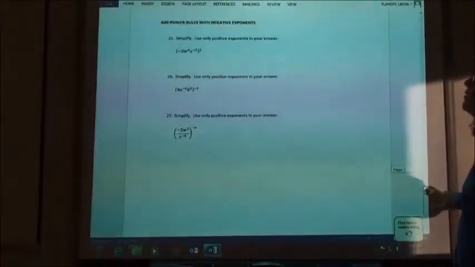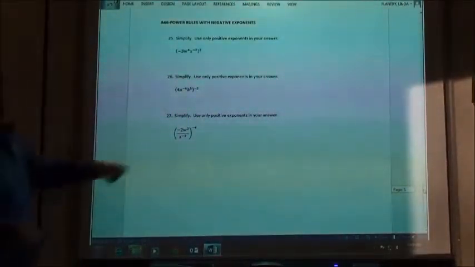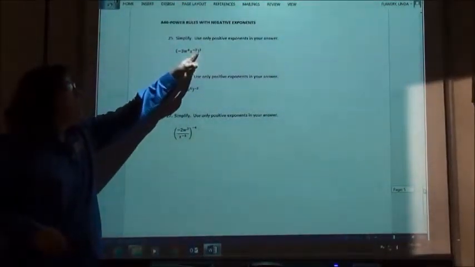And the last three on this page. Now they're going to switch things around a little bit. Sometimes your exponent on the outside is going to be positive, sometimes it's going to be negative. If it's positive, we're going to go ahead and apply the exponent to our expression. If it's negative, we got to get rid of the negative exponent first.